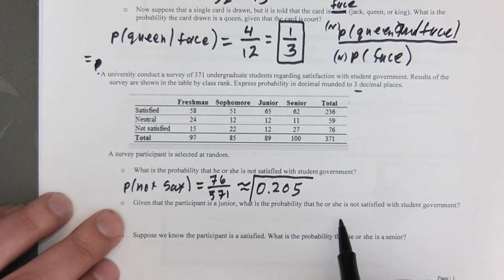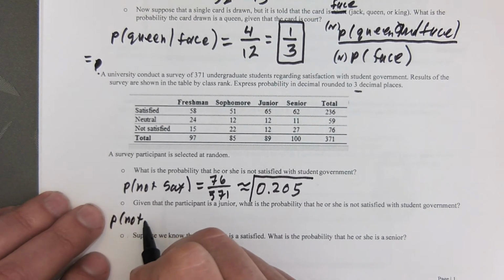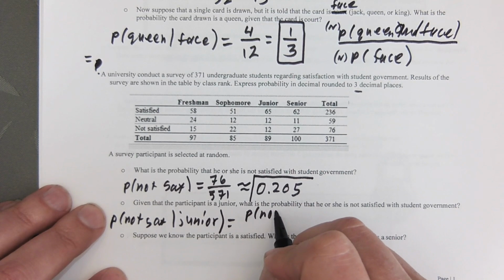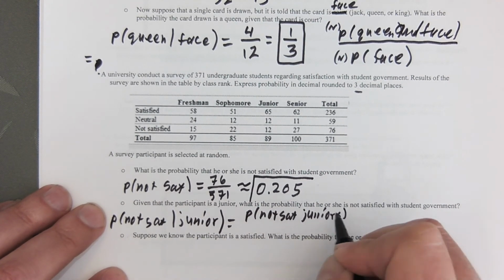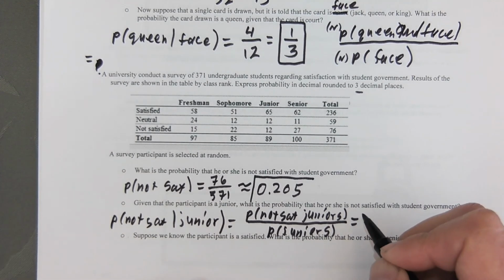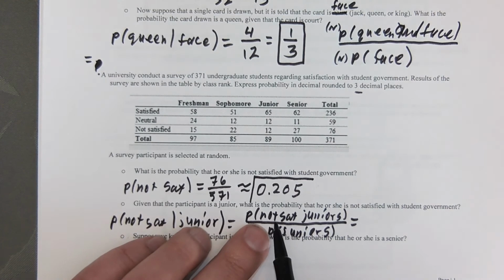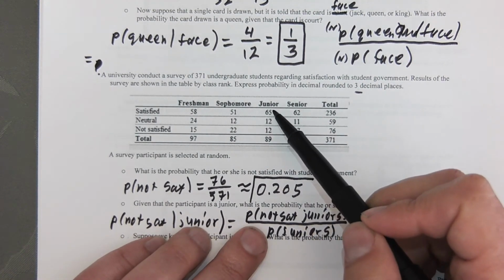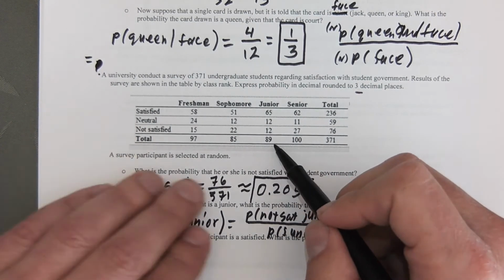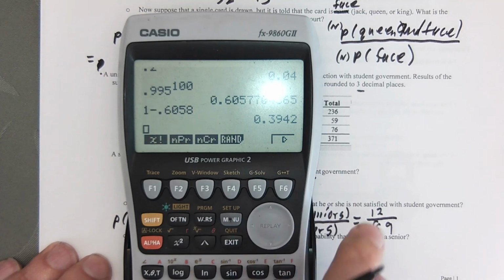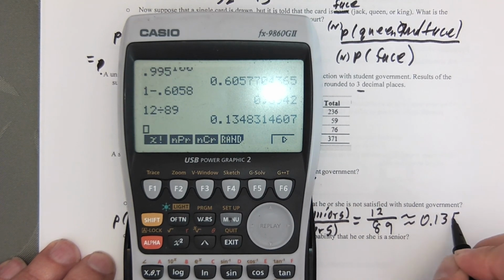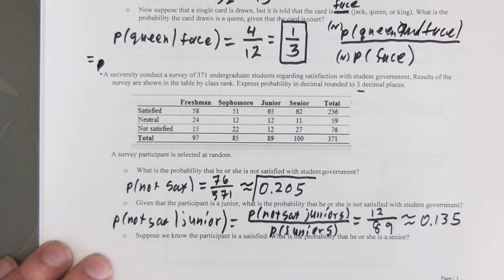Okay. So given that the participant is a junior, what's the probability that he or she is not satisfied? So this is the probability of not satisfied given that they're a junior. Well, this is going to be the probability of not satisfied juniors divided by the probability that they're juniors. If we look here, the number of not satisfied juniors. So here are the juniors, and how many of them are not satisfied? There's only 12. How many juniors are there? 89. And this makes sense.